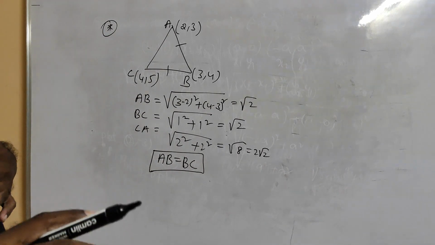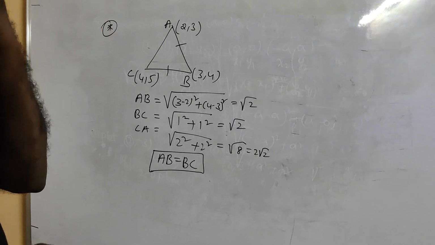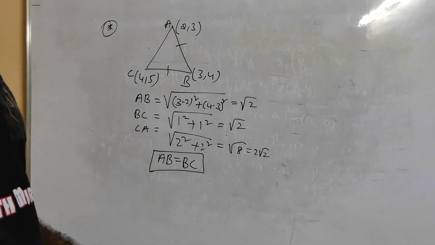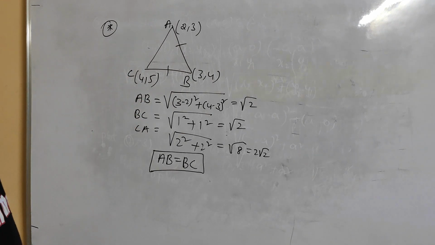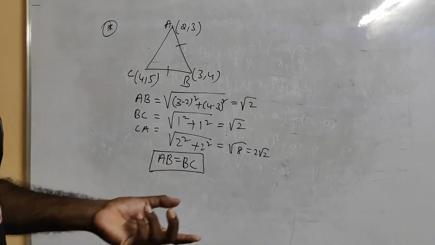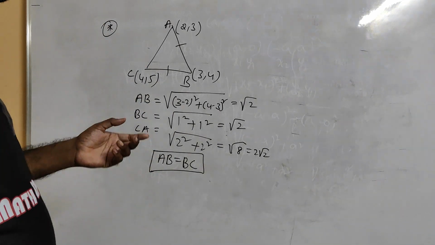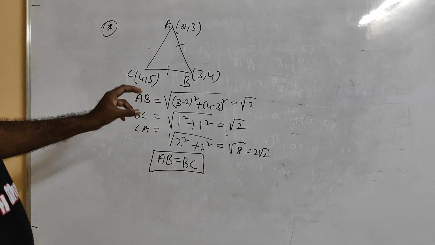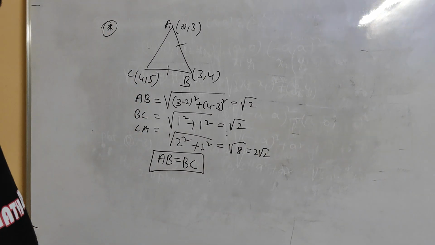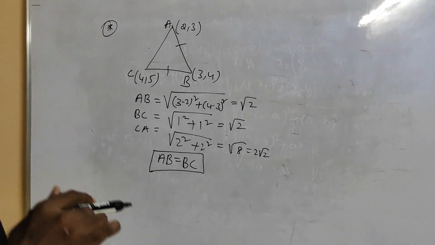In any triangle, if two sides are equal, then it is called an isosceles triangle. Like that you can tell whether the triangle is equilateral, isosceles, or scalene. For that reason, the distance between 2 points formula will be very useful.